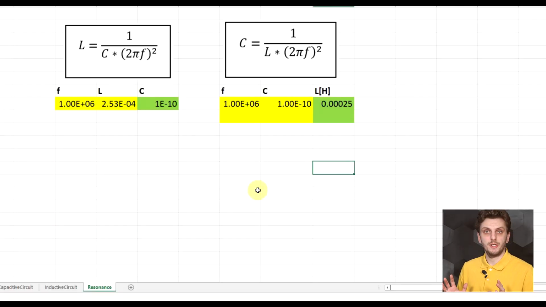So we can easily find out what the equivalent component is that will resonate with our reference component using the LC resonance equation. So by rearranging the terms a bit, we can easily work out what the resonant inductor will be, or the resonant capacitor, based on the reference component and the frequency of interest. And we can do all of this very easily using a spreadsheet.